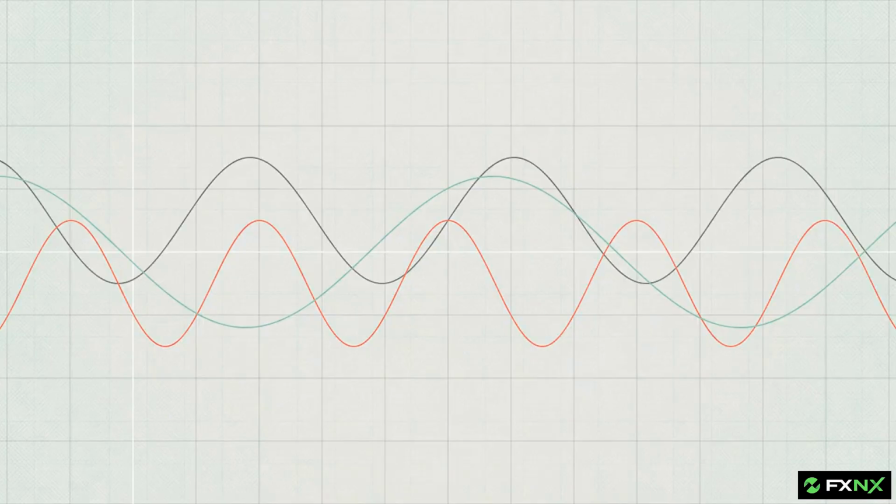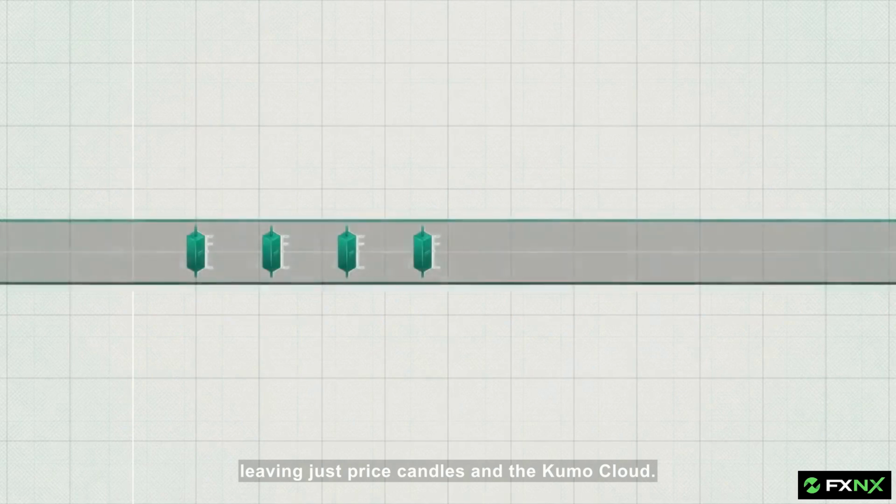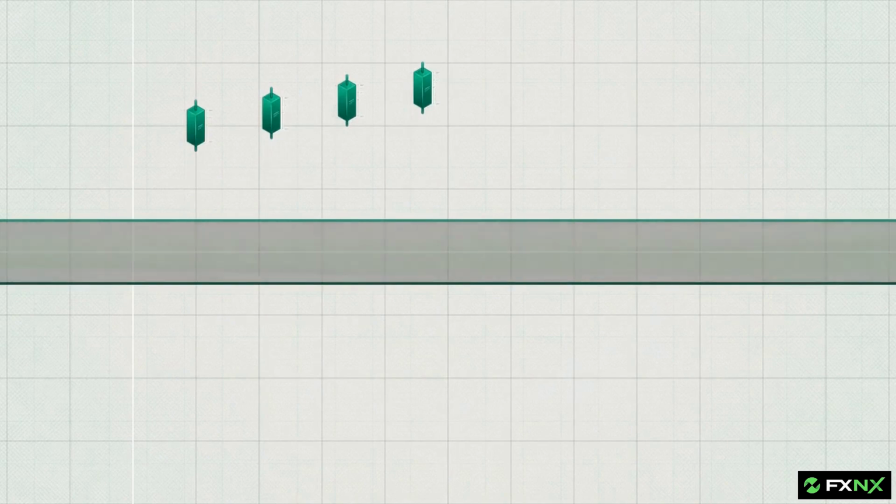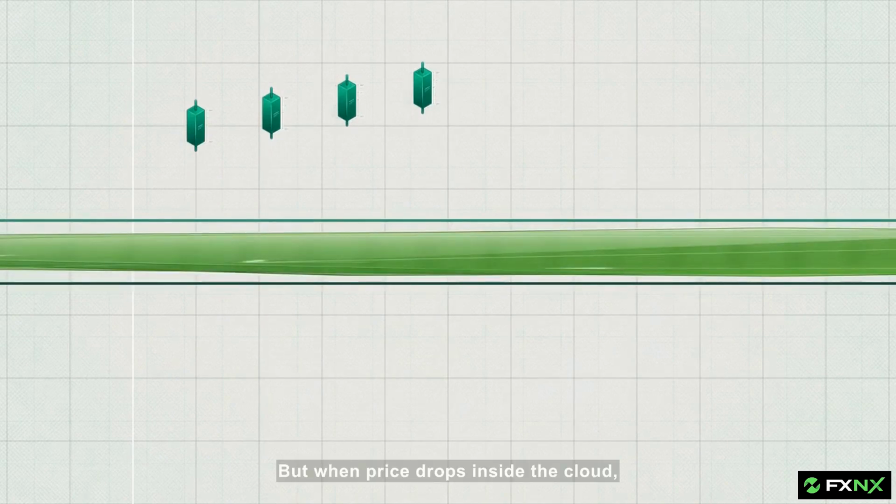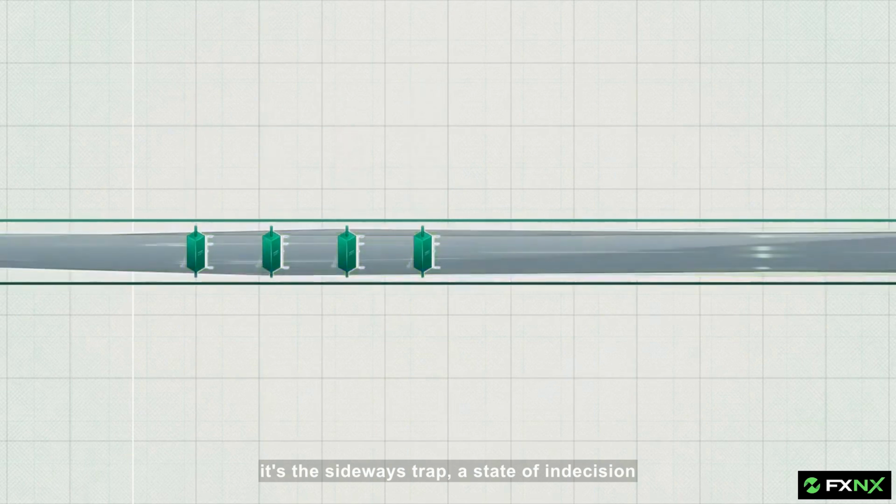Let's strip away the noise, leaving just price candles and the Kumo cloud. When price pushes above it, the trend is bullish, acting as support. But when price drops inside the cloud, it's the sideways trap, a state of indecision where you halt trading entirely.